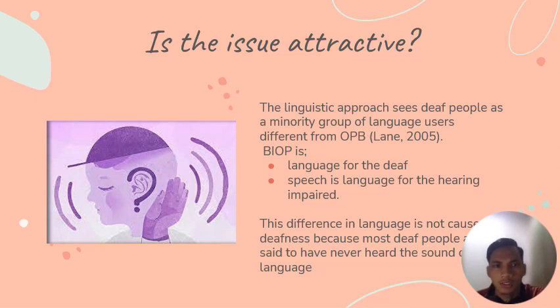Next, the issue. The issue is interesting because the linguistic approach sees deaf people as a minority group of language users different from hearing people. BIM is the language for the deaf, while speech is the language for the hearing. This difference in language is not caused by deafness, because most deaf people have never heard the sound of language. So the form of language used is their own language. Therefore, it is unfair to say they have a disability because they cannot speak orally.